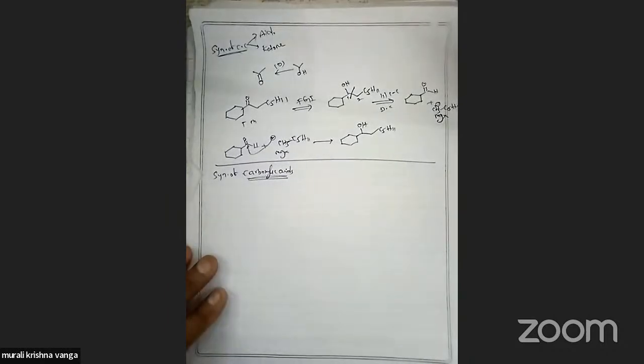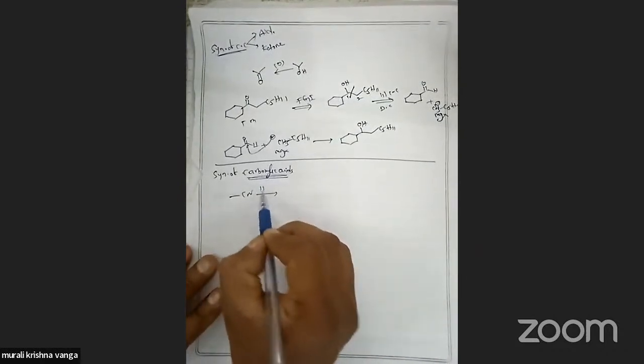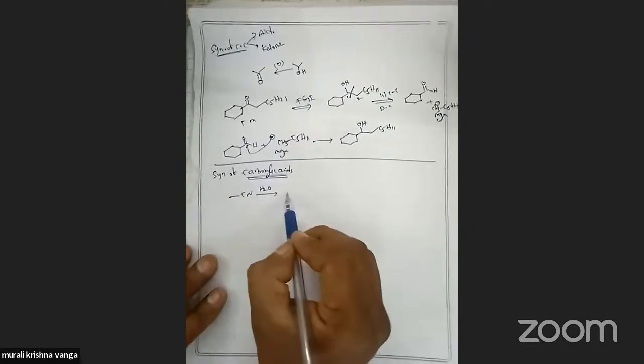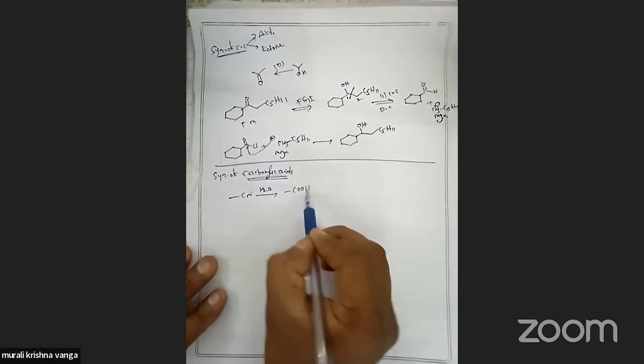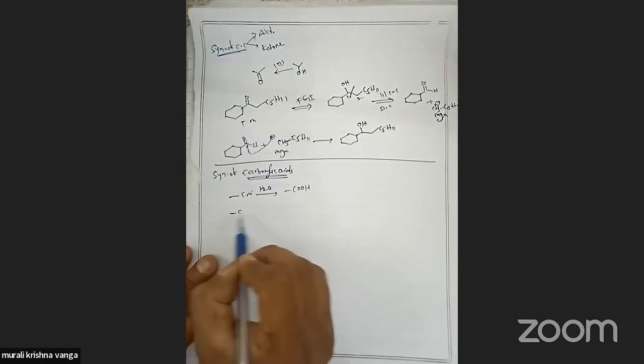Synthesis of carboxylic acid. How to synthesize this carboxylic acid? When cyano compounds undergo hydrolysis, the products are carboxylic acids.